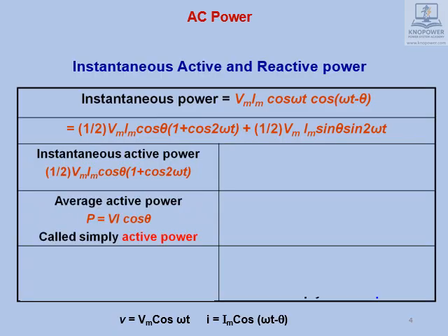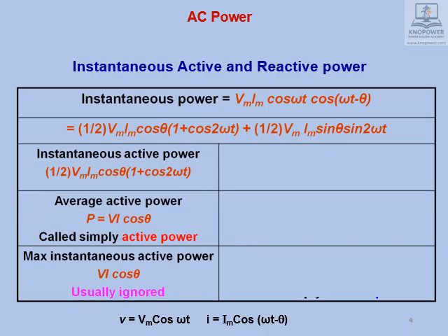Average active power equals VI cos theta, where V and I are RMS values. It is simply called active power P. In the previous example it was 0.8. The maximum amplitude of active power is also VI cos theta. It was 0.8, around an average value of 0.8, in the worked out example. It does not give any extra information, and hence is ignored.